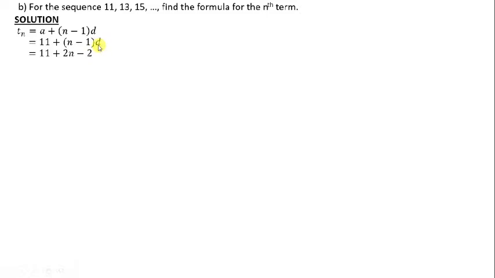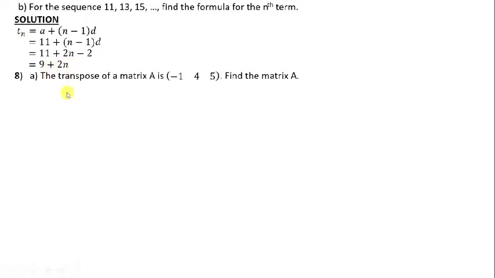So when you put a 2 here and you expand, 2 times n will give us a 2n. 2 times 1 will give us a 2. Group the like terms together, 11 and negative 2. So when you simplify 11 minus 2, you get a 9 plus 2n. Therefore, our nth term is 9 plus 2n.